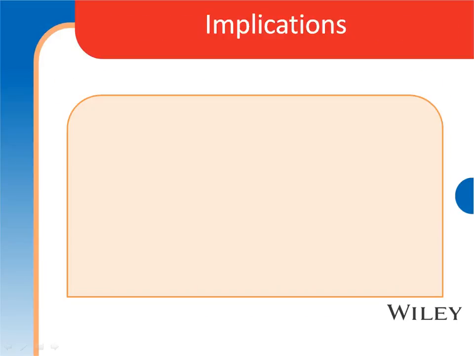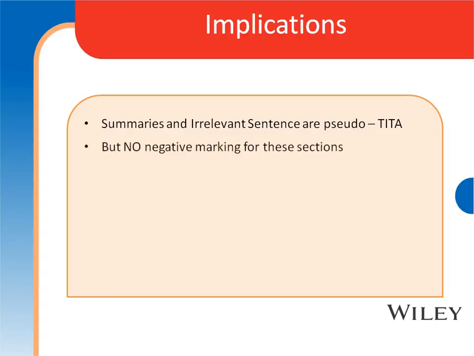So what are the implications for us? As I said, summaries and irrelevant sentence are pseudo-TITA. They are not really type in the answer. But the implication here is that attempting these questions is very, very good because there is no negative marking for these questions. The TITA questions have no negative marking, whether it is DI or problem solving or verbal section. If you attempt a TITA question and you get it wrong, no problem, there is no negative marking. So please ensure that you attempt these question types for TITA.